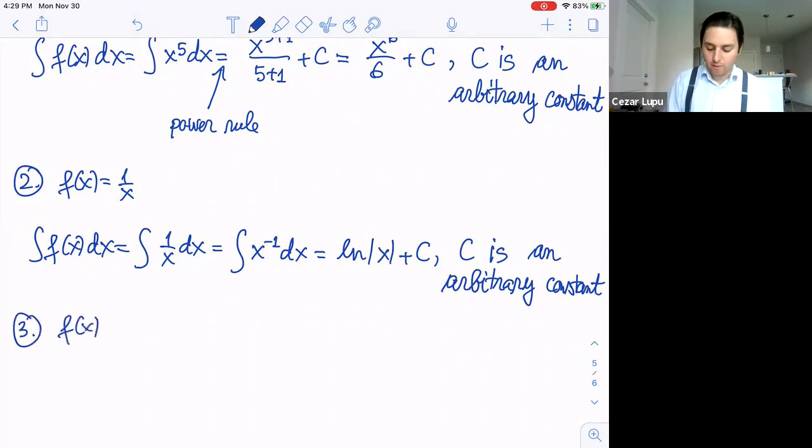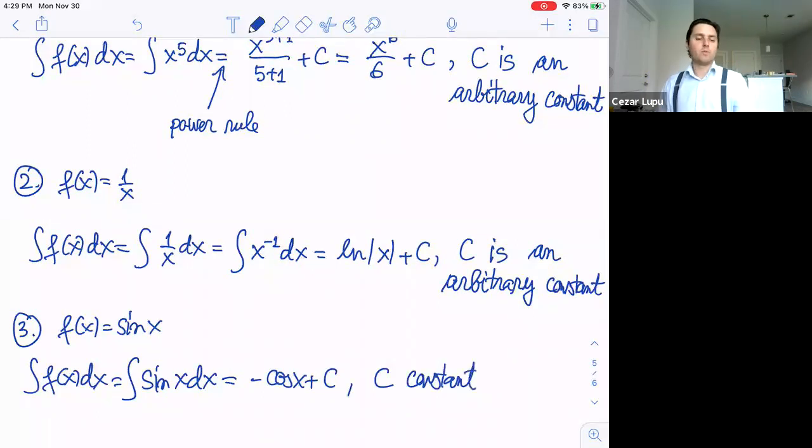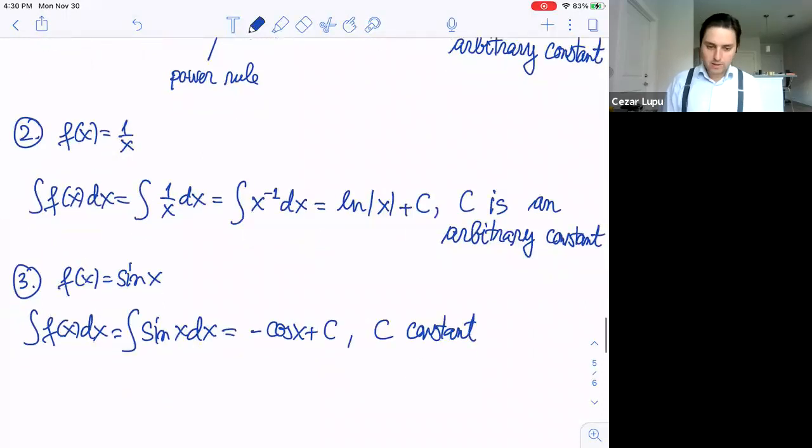Let's just say we have f of x is sine of x. Again, the integral of f of x dx will be the integral of sine of x dx, which will be negative cosine of x plus c. Again, c is an arbitrary constant, right? So we have this. Anyway, now let's see another example.